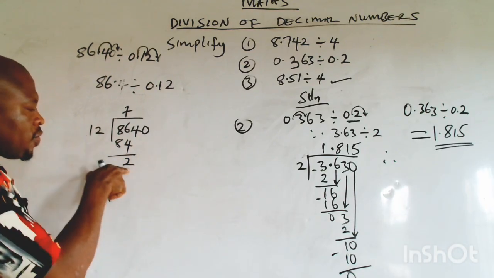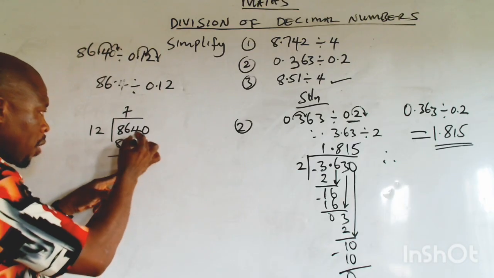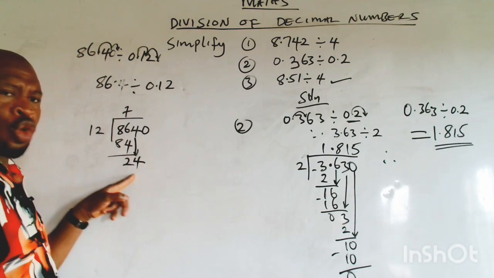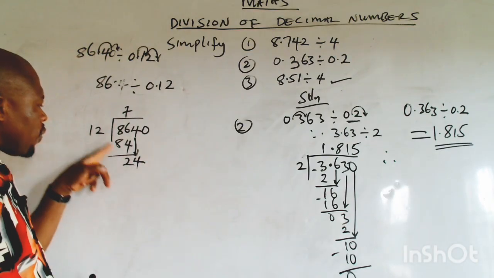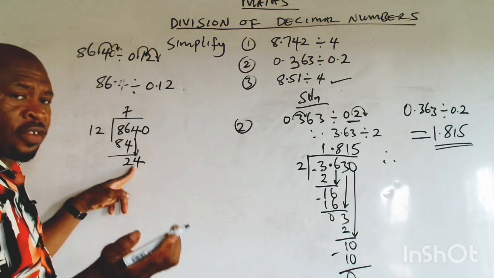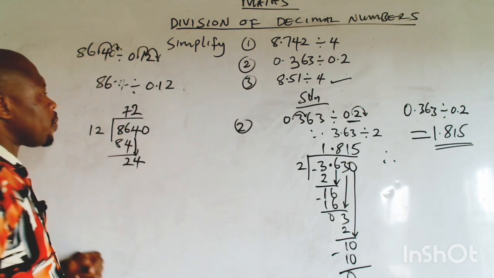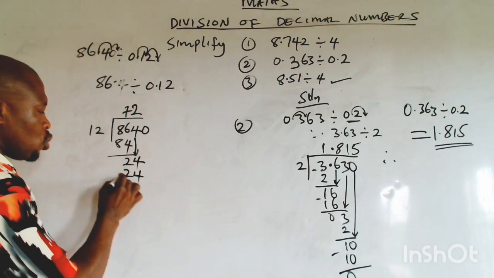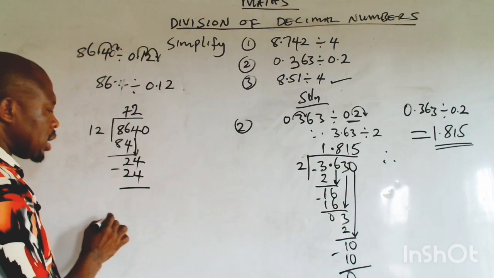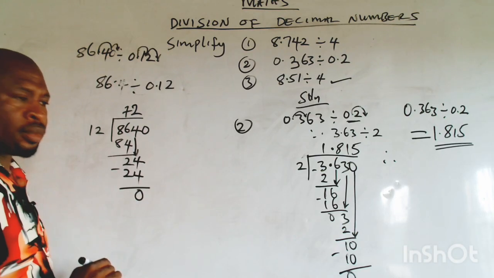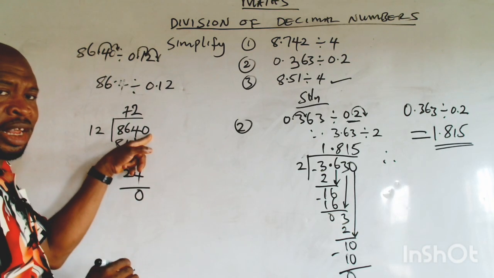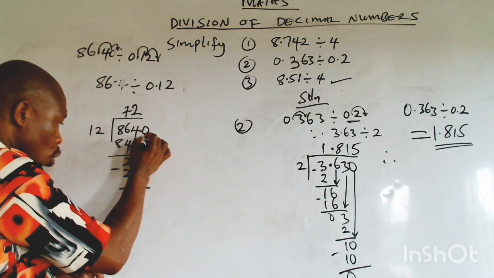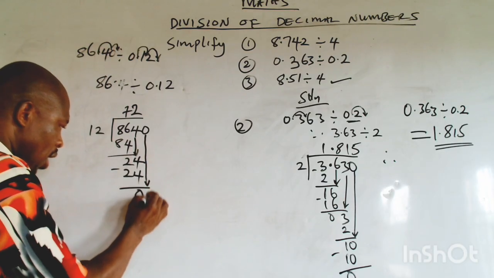Now, 12 divide this. Since it cannot go, this 4 here, you bring it down. If you bring it down here, you have 24. Now, 12 divide 24 will give us 2. 2 times 12 will give us 24. You subtract. If you subtract, it will give us 0 here. Remember, there is still 0 remaining. There are 2 ways. It's either you take it up here or you bring it down here. Bring it down here, 0.